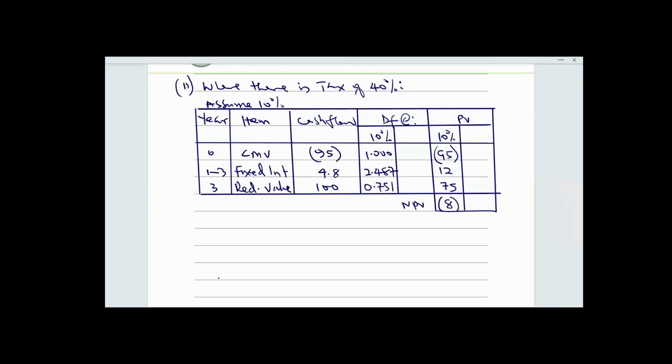So we assume 10%. We got a negative NPV of 8. Let's assume a lower discount rate that will produce a positive NPV. All right, so let's assume 5%. Okay, so here will be 1. Here will be 95.